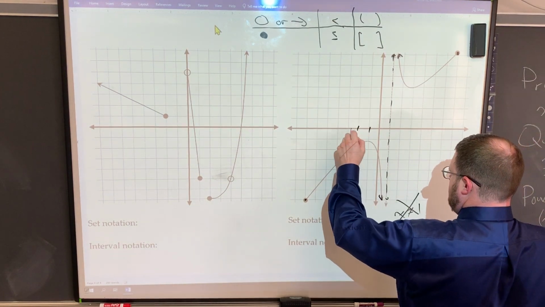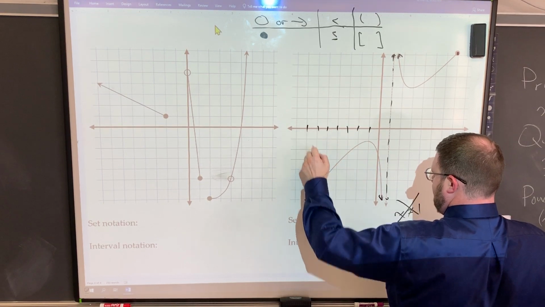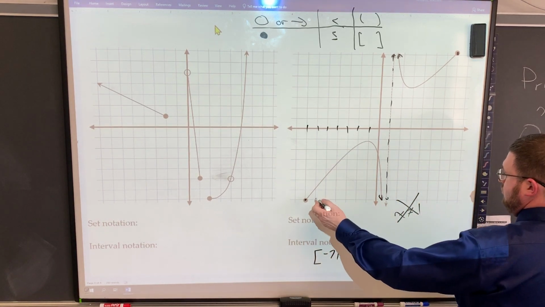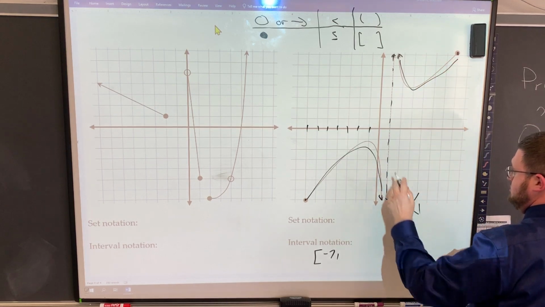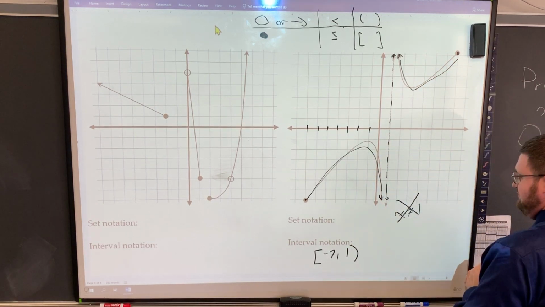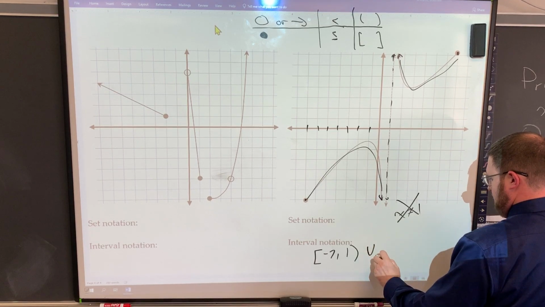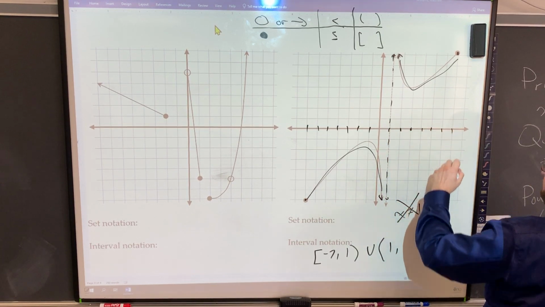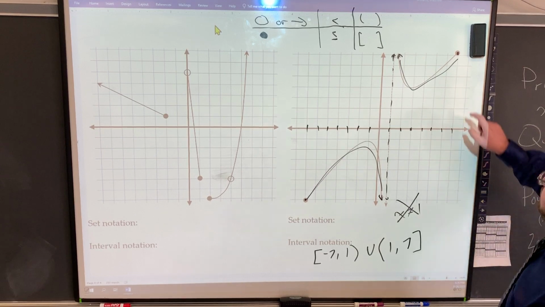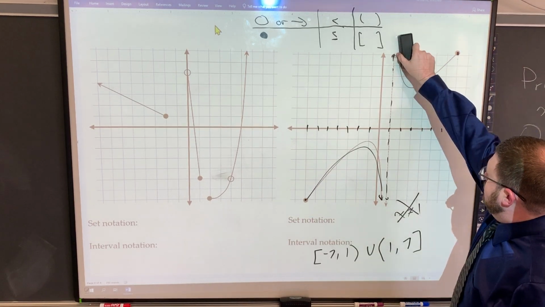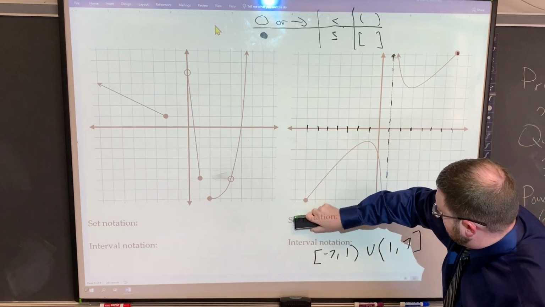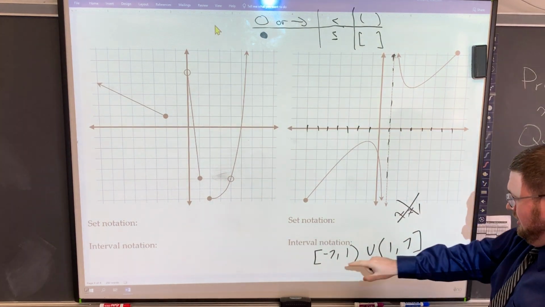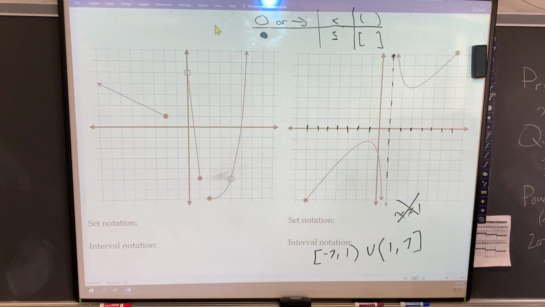So this first one is to the left to -7 with a closed dot, which is a bracket, -7 comma. And we are going to write this separate from this other one. So that is going to 1 with a parenthesis because it does not reach it. Union, parenthesis, 1 comma, 7 with a bracket because it is a closed dot. Now this one, like I said, is a bit different. In set notation, we can just say that x is not equal to 1. We cannot do that in interval notation. We've got to use two separate intervals joined by the union sign.